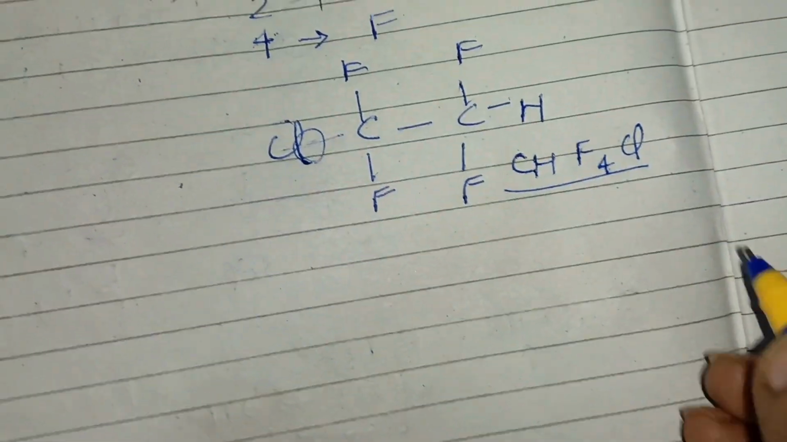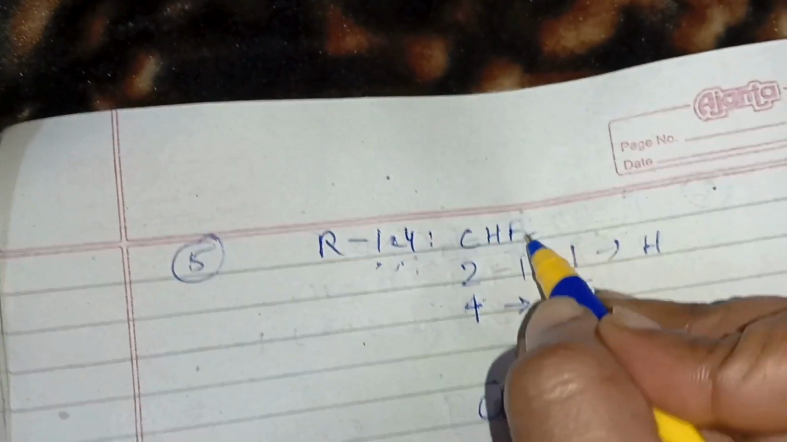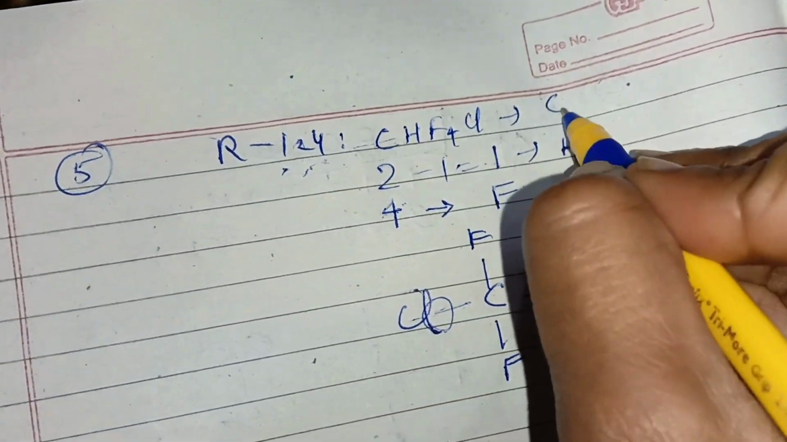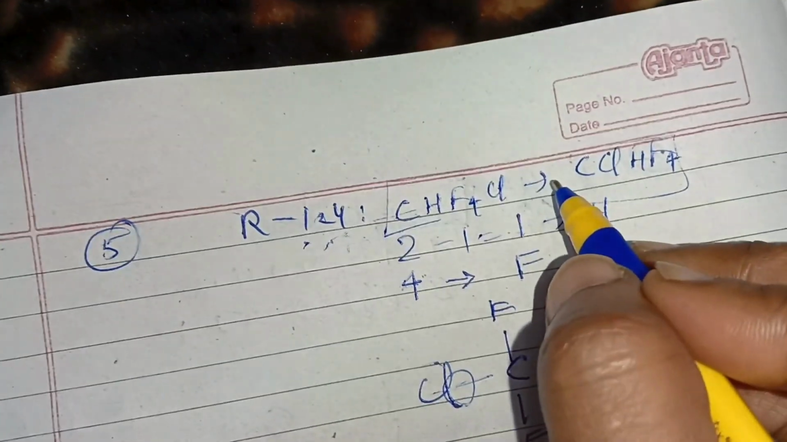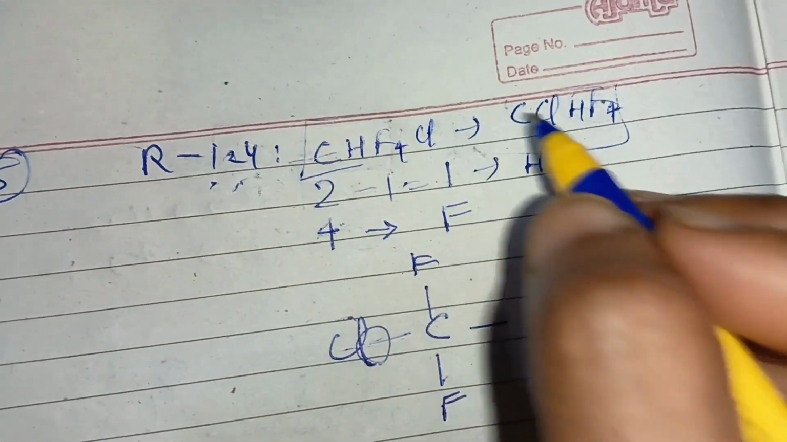What is the formula? CHClF4. You can write it either way, CClHF4, but this option is not going to be repeated. Means order can be changed, but you will not see this in 2 different options.